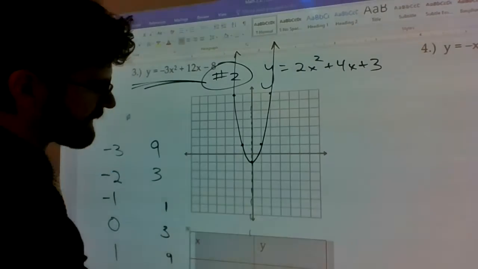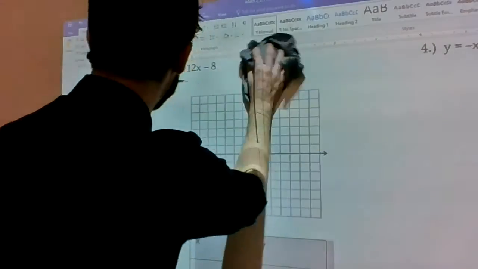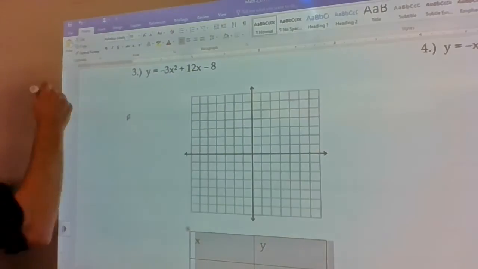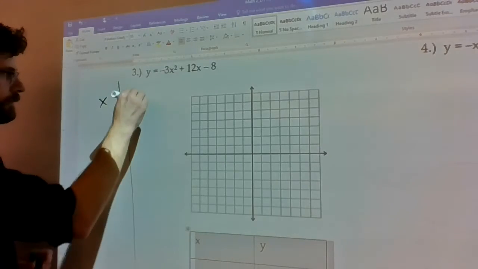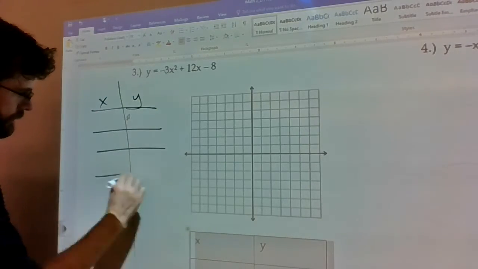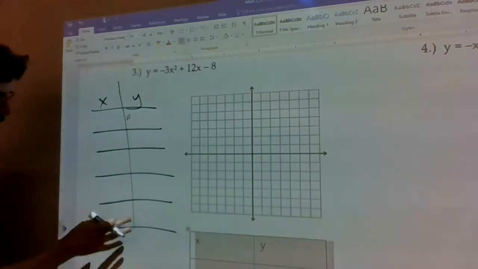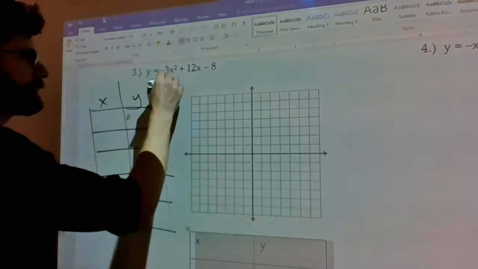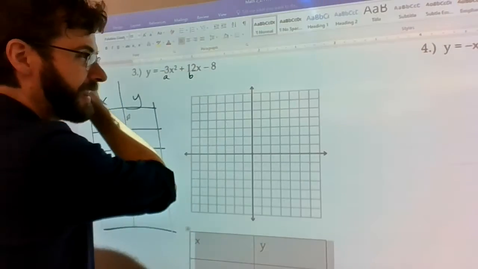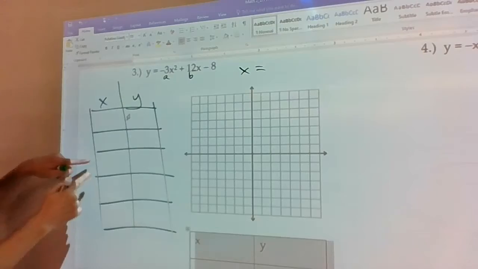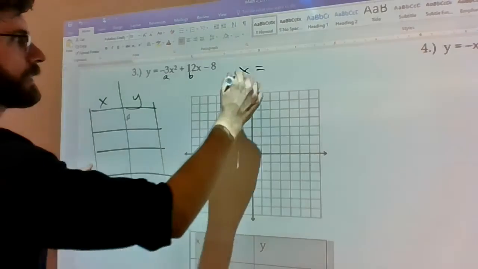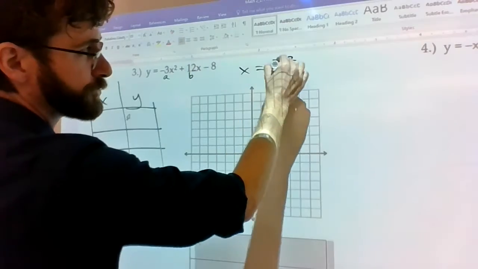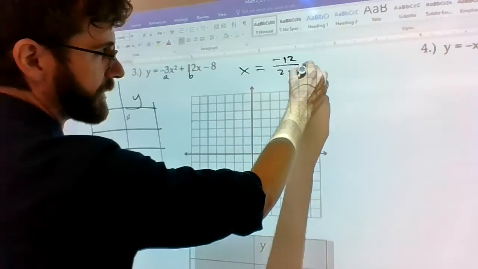Well, I'm having trouble getting that table up there, so I'm just going to redraw it. All right, same thing as what we normally do. You've got your A value, your B value. Find my axis of symmetry to start this thing from the middle. So it's going to be negative B, which is 12, over 2 times A, which is negative 3.